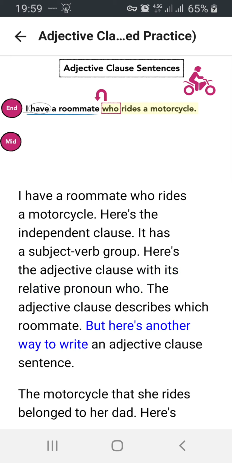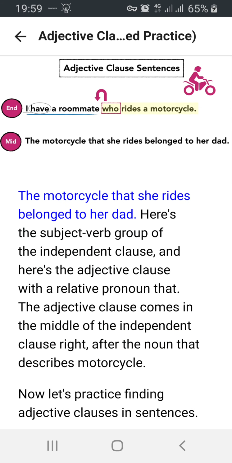But here's another way to write an adjective clause sentence. The motorcycle that she rides belonged to her dad. Here's the subject-verb group of the independent clause. And here's the adjective clause with a relative pronoun, that. The adjective clause comes in the middle of the independent clause, right after the noun it describes, motorcycle.